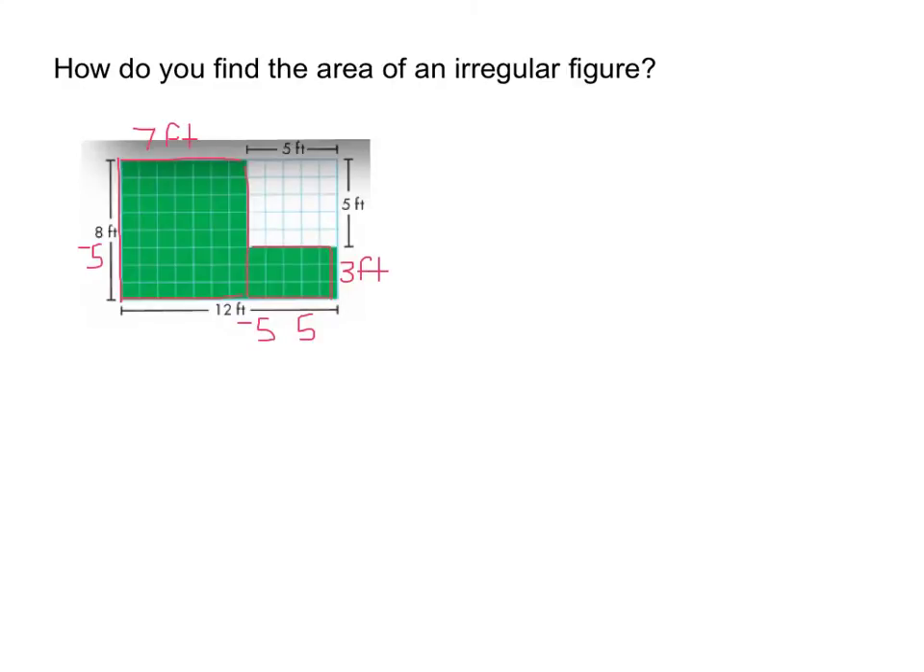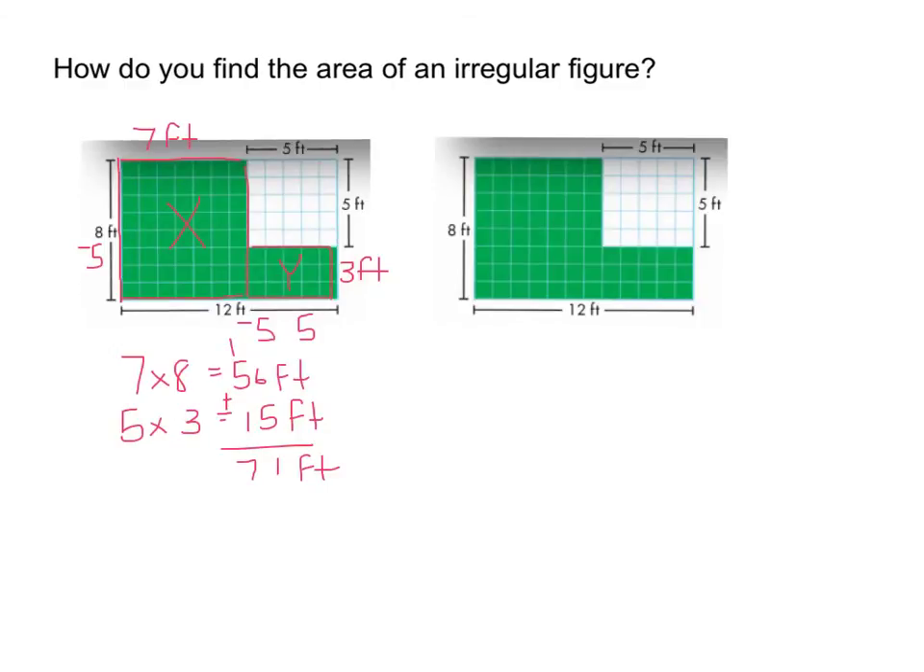So I would look at this first section that I'm going to label X, which would be 7 times 8, 56 feet. And then my next piece, which I'm going to call Y, 5 by 3, 15 feet. And if I add those together, that will give me a total of 71 feet.